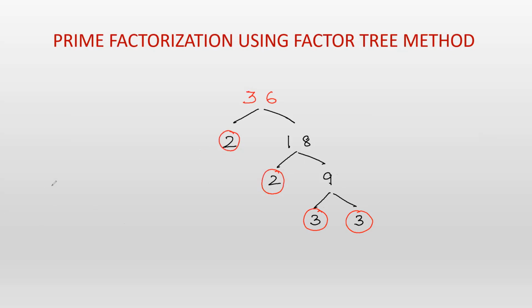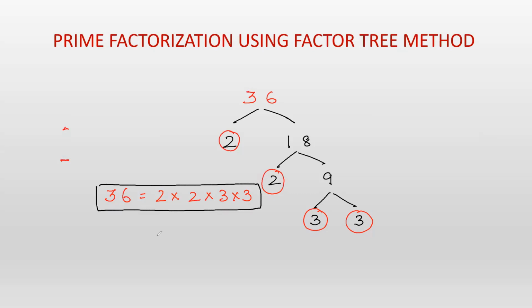But for prime factorization, what do we do? We write down the number 36 and express it as a product of all the prime factors. So this becomes 2 times 2 times 3 times 3. We are expressing it in terms of the number of times 2 appears and the number of times 3 appears. So this is prime factorization using the factor tree method.